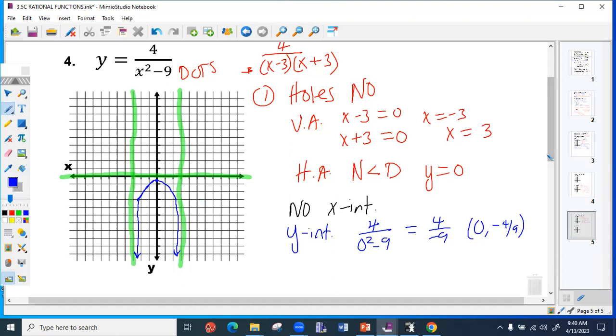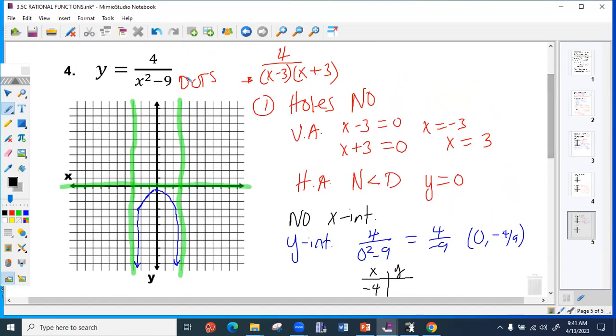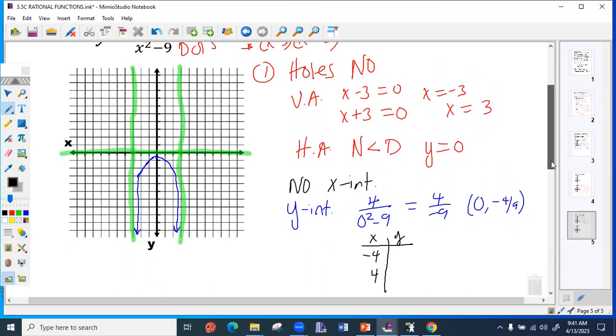To figure out what's happening on your left branch and your right branch, that's where you create the table to figure out those values. You can also do it in the calculator, but we can do it really quick by hand. Right here, I'm at -3. To the right of -3 is -4. Here I'm at +3. To the right is going to be +4. If I plug -4 and +4 into my original equation, what's going to happen?